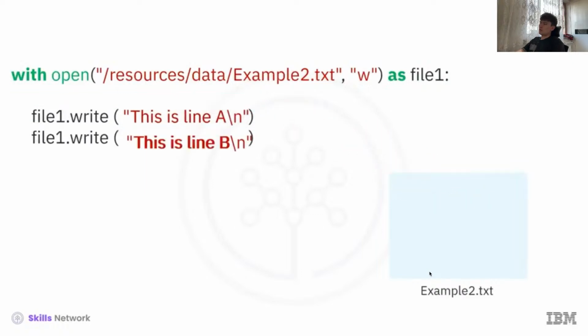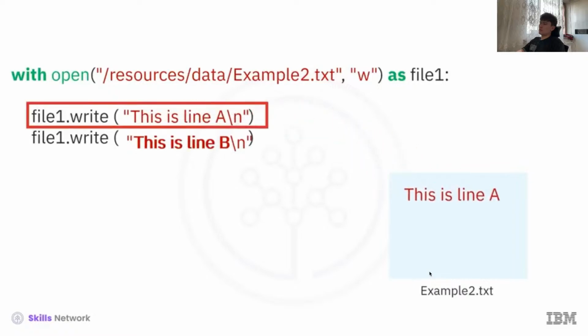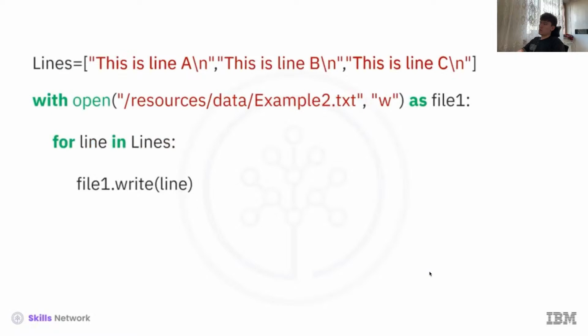If we use the write method successively, each time it's called, it will write to the file. The first time it is called, we will write "This is line A" with a \n to represent a new line. The second time we call the method, it will write "This is line B", then it will close the file. We can write each element in a list to a file.